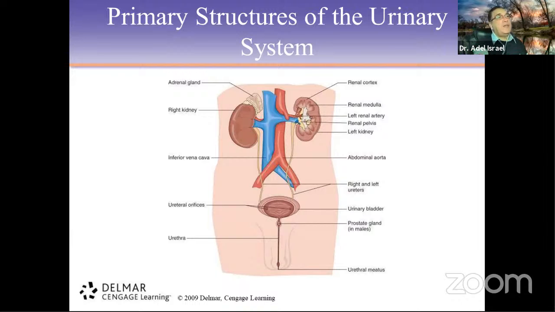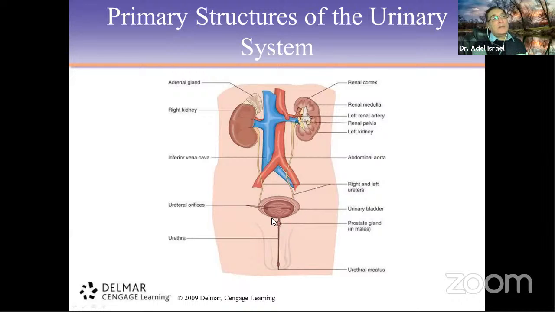So we have here two openings we call ureteral orifices. Take care of spelling. Orifice means opening. And we have here the urethra also. The urethra gets its entrance or exit from the bladder. So take care of this.